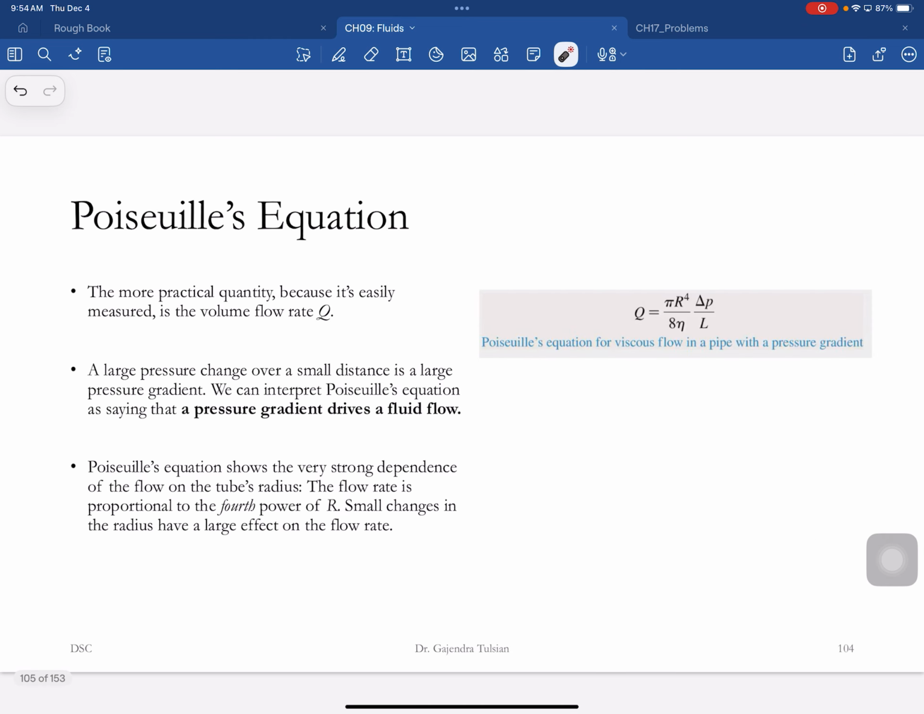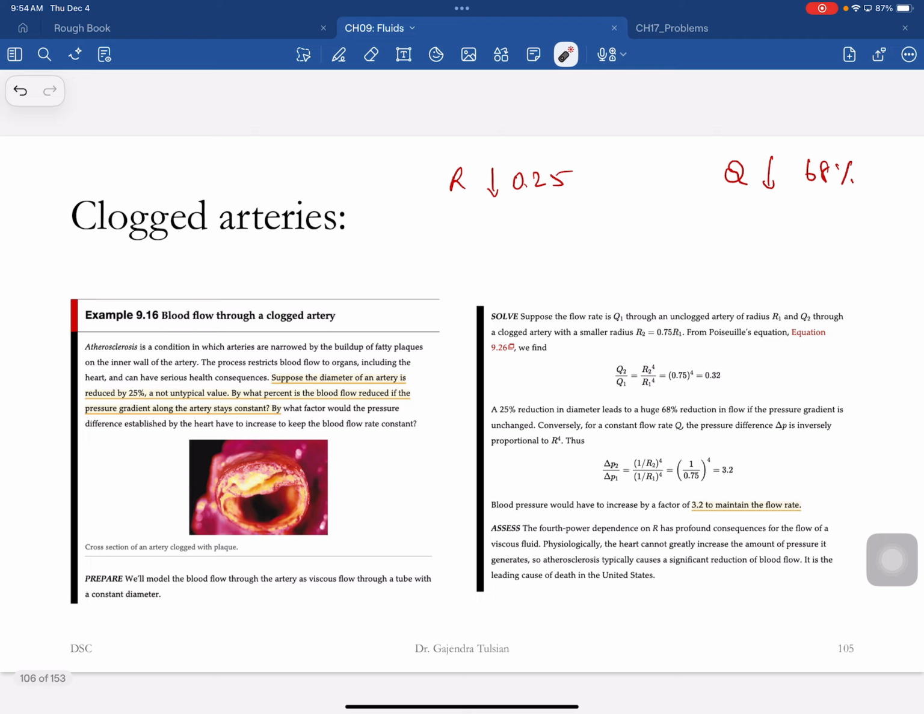And if you want to maintain the same flow rate, with the radius reduced by 25%, how much would you have to increase the pressure? You have to increase the pressure by 3 times. So instead of 120 millimeters of mercury, now you would have to have 360 millimeters of mercury. That's what it says.